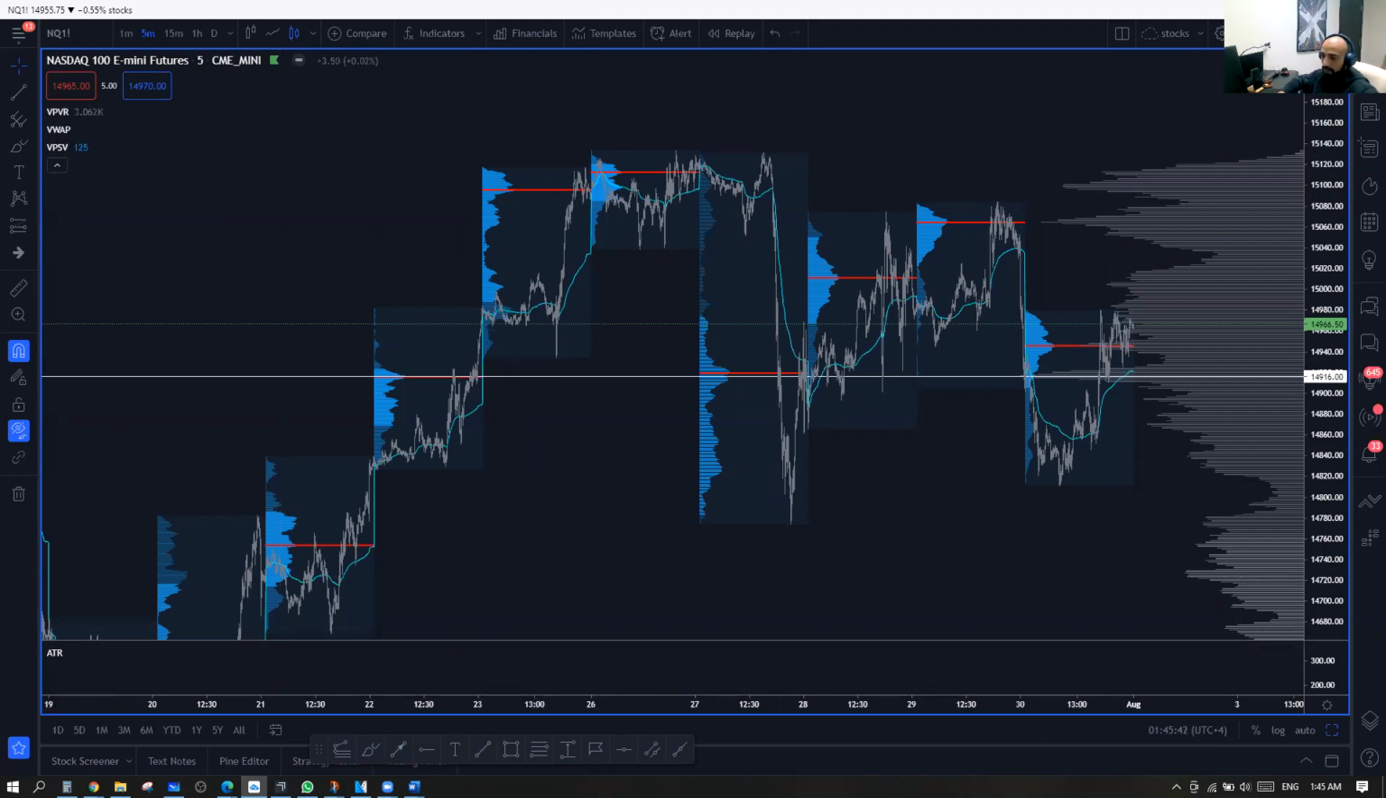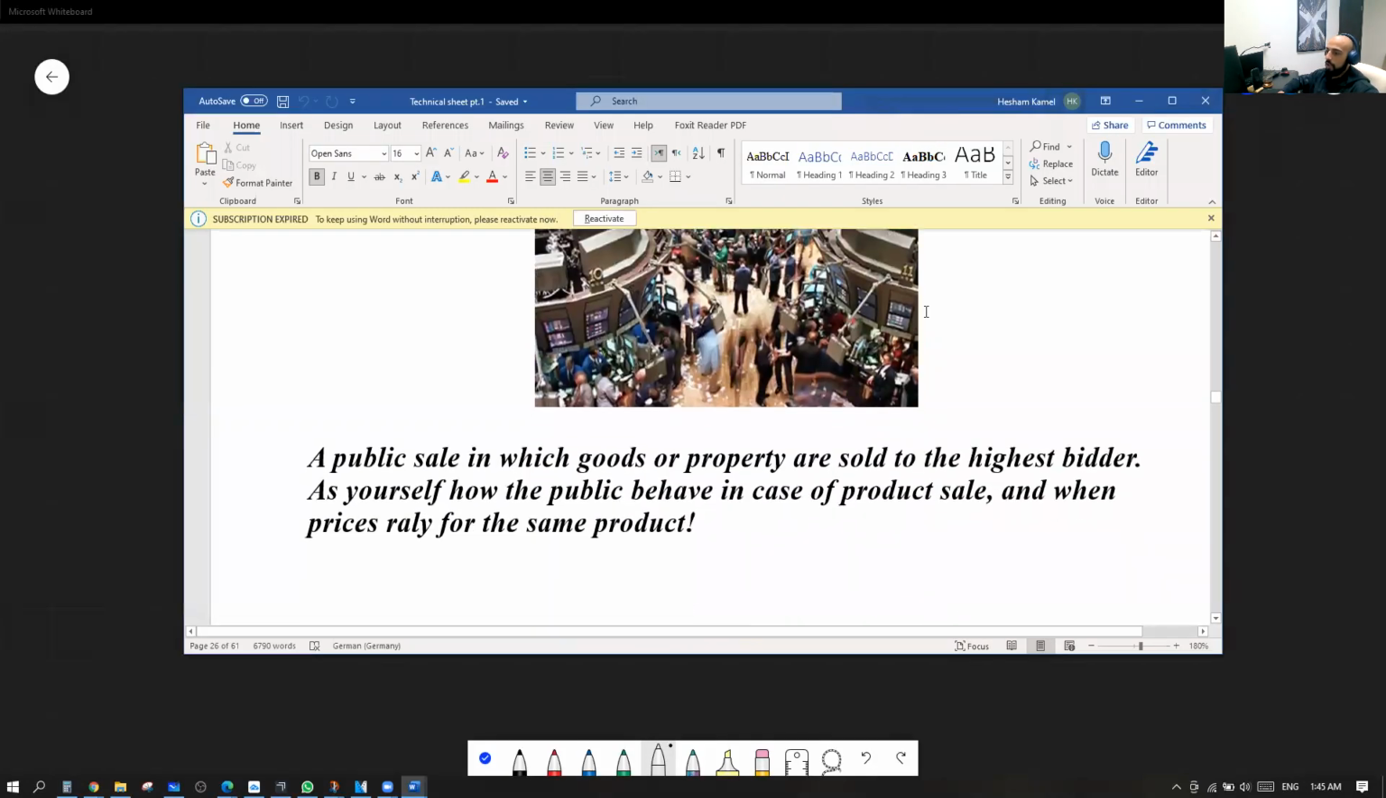Before we dig into any deep information, we need to know first what an auction is. An auction is a public sale in which goods or property are sold to the highest bidder. Ask yourself how the public behaves in the case of a product sale, and when prices rally for the same product. Let's shed some light here.